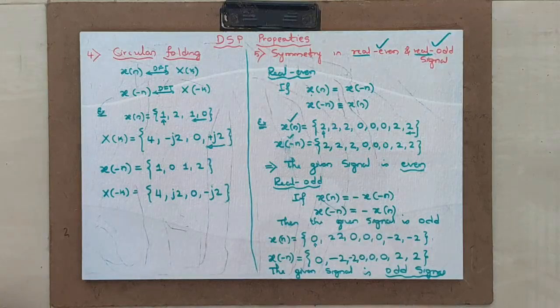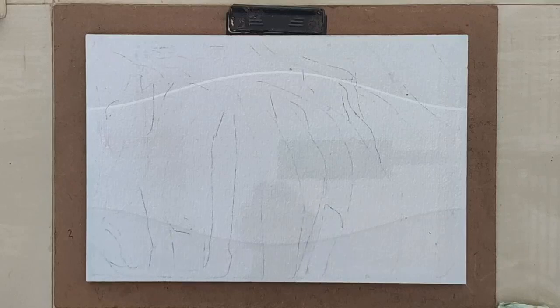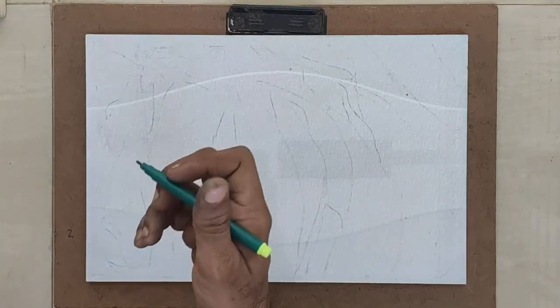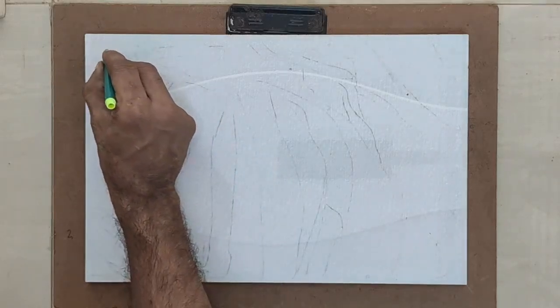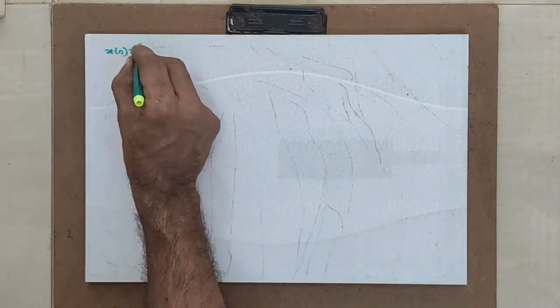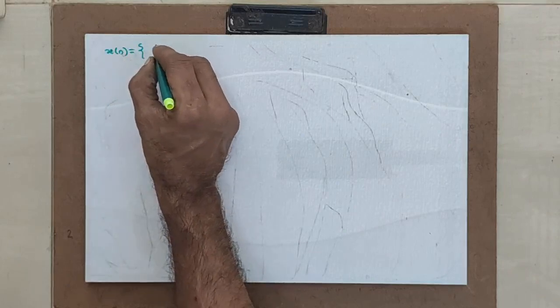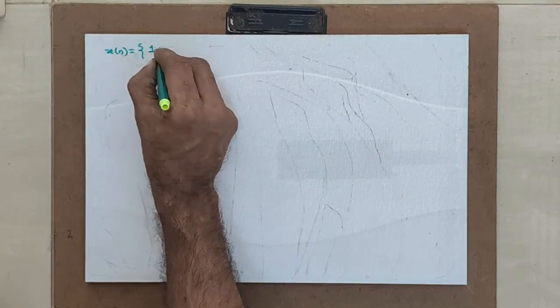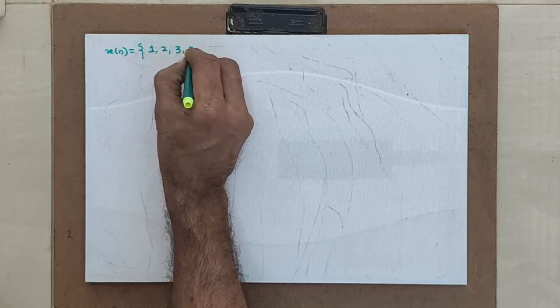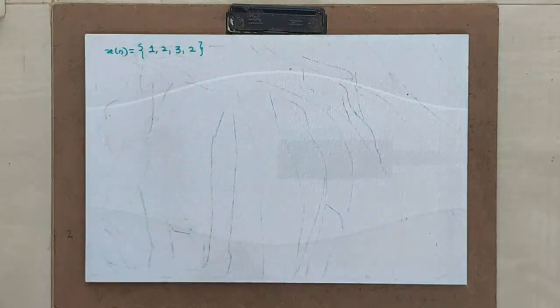Let me go to the next board now. Let us continue with DFT properties and the DFT of real even and real odd signals. Let us consider an example. First, let me take x of n equal to 1, 2, 3, 2.